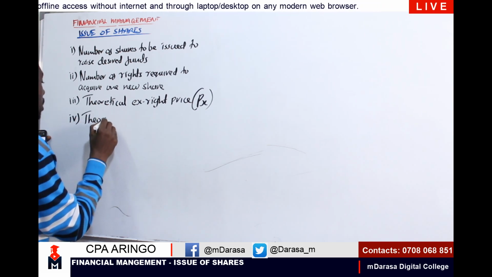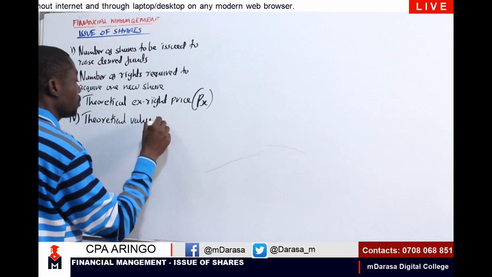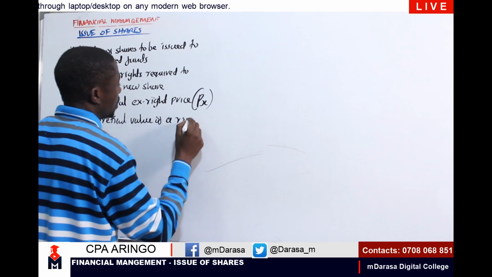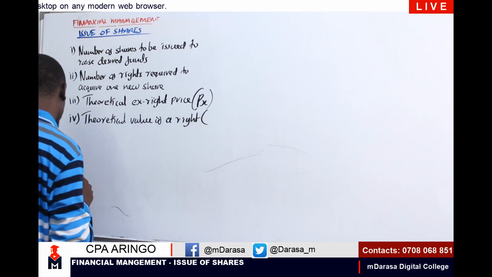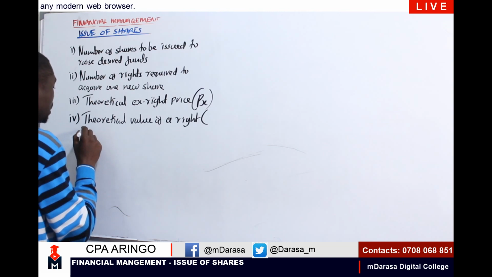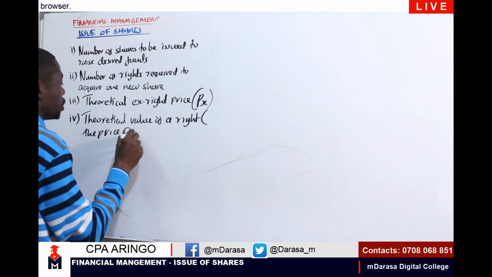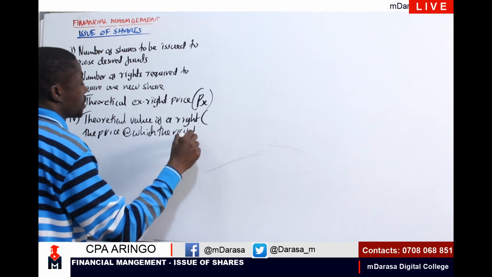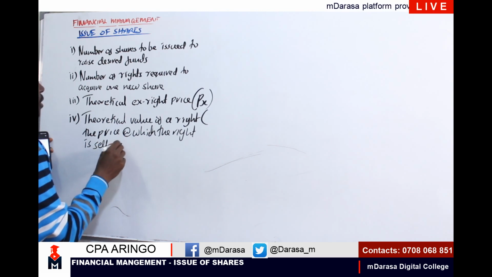How to determine the theoretical value of a right. Basically, in this case, it is simply the price at which the right is selling.